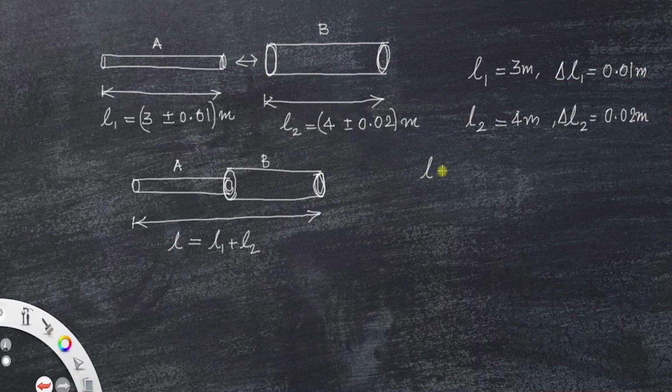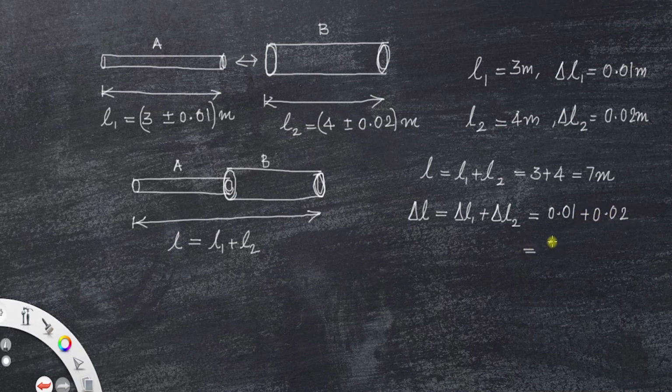We first have to find L, which is equal to L1 plus L2. That is, you have to add these 2, 3 plus 4, which is equal to 7 meter. Now the maximum possible error in the sum of the length, delta L, we already derived that. We have delta x equal to delta A plus delta B. Here it will be delta L1 plus delta L2. Clear? So that is equal to 0.01 plus 0.02, which is equal to 0.03 meter.